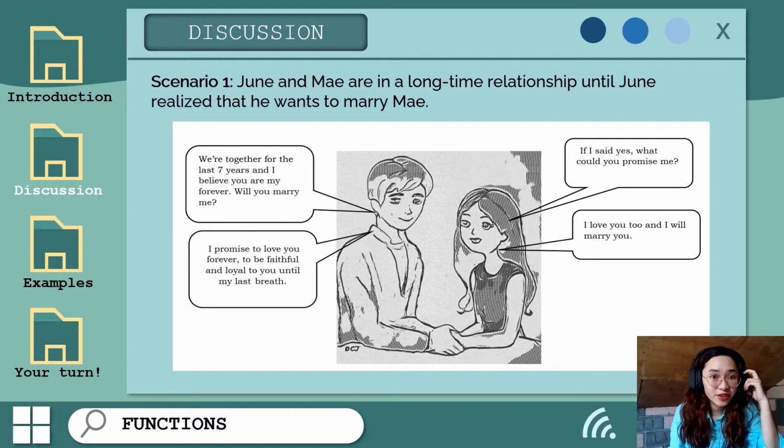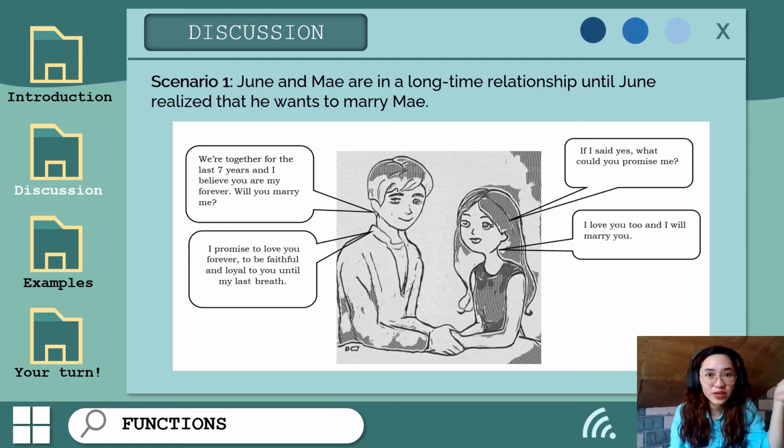We're together for the last 7 years and I believe you are my forever. Will you marry me? If I said yes, what could you promise me? I promise to love you forever, to be faithful and loyal to you until my last breath. I love you too and I will marry you.